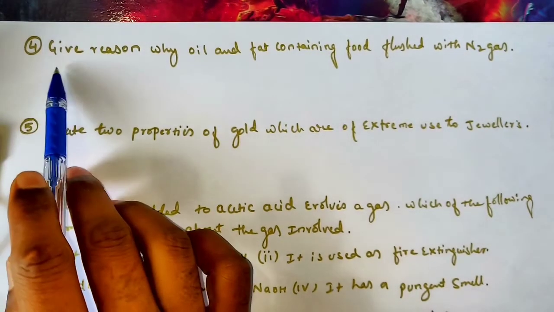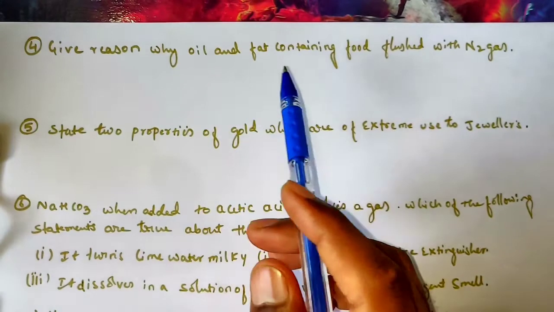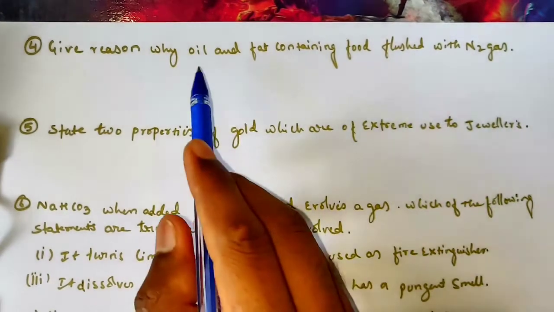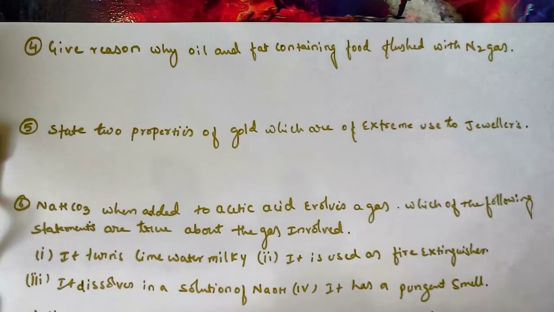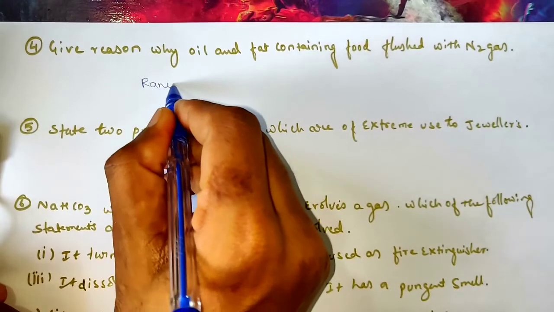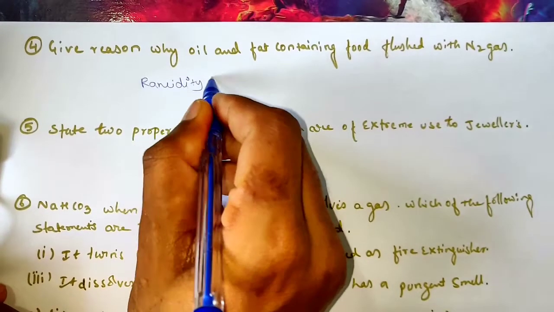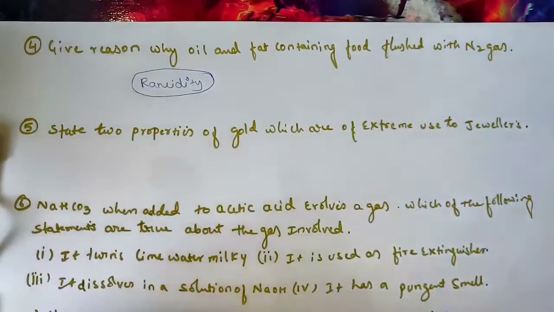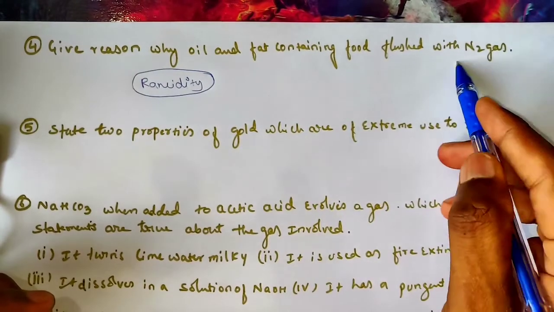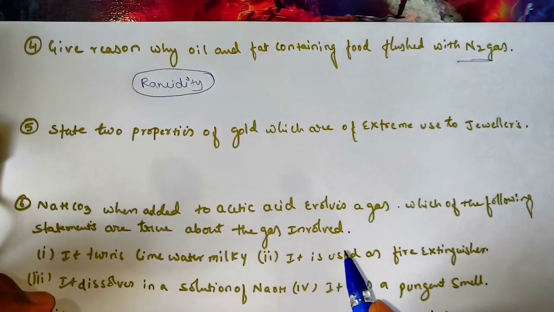Next question is, give reason why oil and fat containing food is flushed with nitrogen gas. We know that whatever oil and fat containing foods are there, when we keep them outside, oxidation will take place. That is also called rancidity. In order to prevent this rancidity, the chips packets and other food packets are flushed with nitrogen gas.